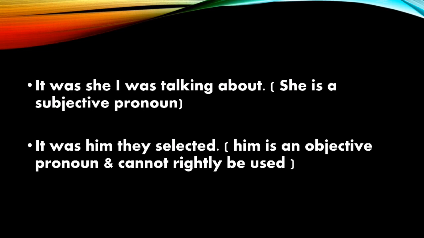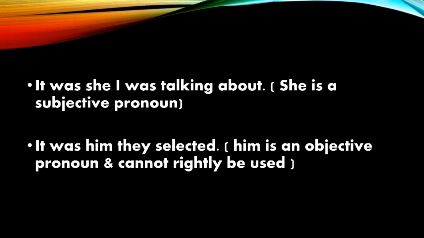Now, she is a subjective pronoun. Why is it a subjective pronoun? Because here she is doing the work of subject. It was she. Who was it? She. About whom I was talking. So, she here is doing the work of subject. That's why it's a subjective pronoun. Right? And next one. It was him they selected. It was him they selected. Here, him is the receiver of the action selection. Right? Receiver, it is the object. Right? Him is therefore an objective pronoun and it cannot be rightly used.